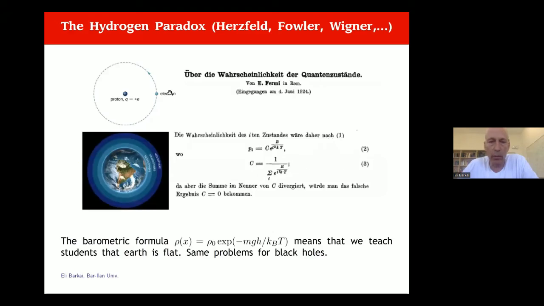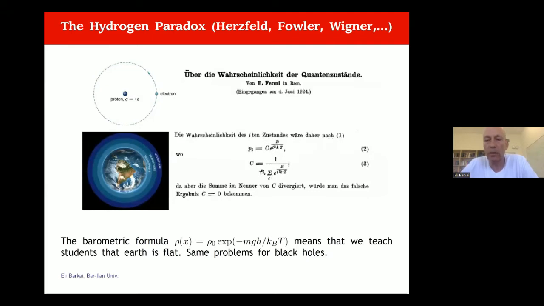However, there is another problem, which is that according to thermodynamics, if you believe thermodynamics and the canonical ensemble, the size of this atom should not be zero, should not be finite, it should actually diverge. And then what Fermi says here, it's written in German, but I'll translate for you, he takes the energy levels of the quantum particle, which go like 1 over n squared in our language, and this is the probability. And then he says, okay, let us sum this. This is the partition function.